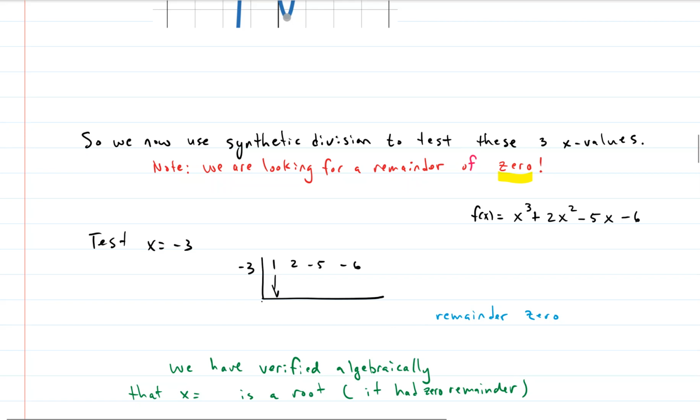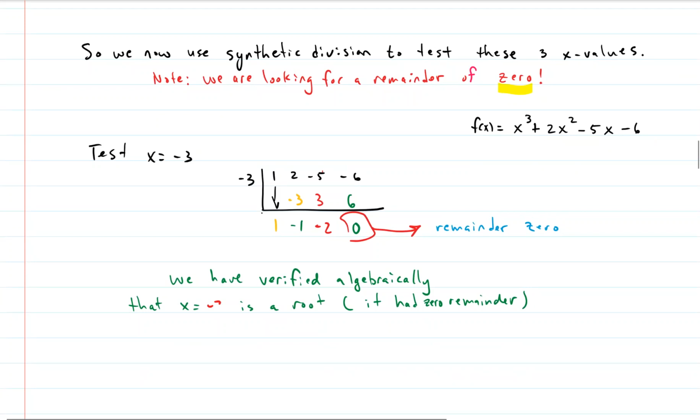We will bring the first number down, 1, and we get 1 here. Negative 3 times 1 is negative 3. We add them and get negative 1. Negative 3 times negative 1 is positive 3. And we add them and get negative 2. And negative 2 times negative 3 is positive 6. And we add them and we get 0, which is exactly what we wanted, right? We wanted a 0 remainder. We've confirmed that x equals negative 3 is indeed a root.